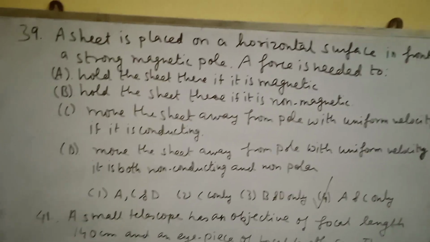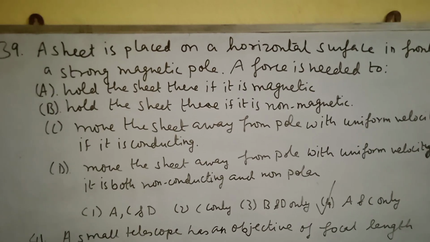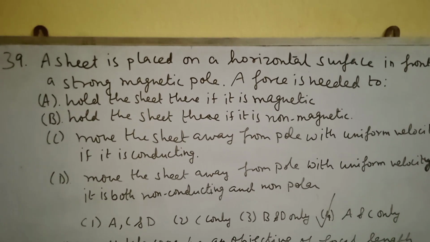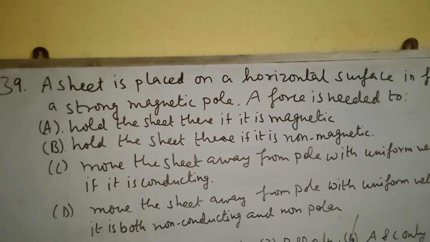Welcome to question number 39. A sheet is placed on a horizontal surface in front of a strong magnetic pole. A force is needed. A. Hold the sheet if it is magnetic. B. Hold the sheet if it is non-magnetic.